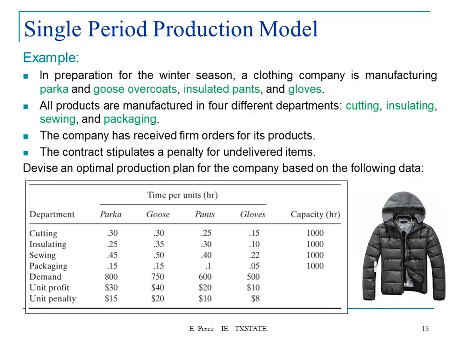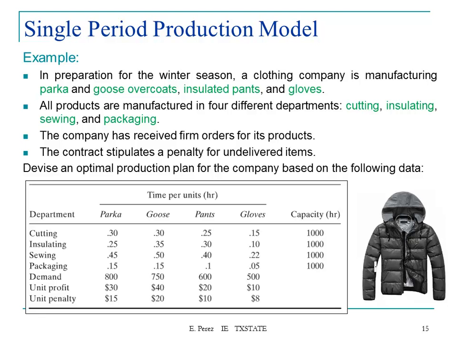And you know the time that each product will require. Now, you also have the demand to satisfy for each product, and you obtain a profit for each unit of $30, for example, for parka, $30. But you also have a penalty if you're not able to deliver the products. Okay? So for each unit, you have a penalty, and also you have a profit.